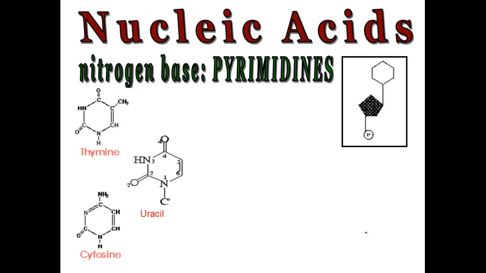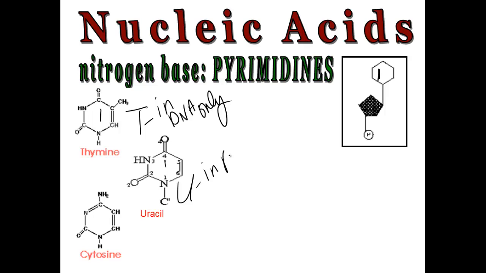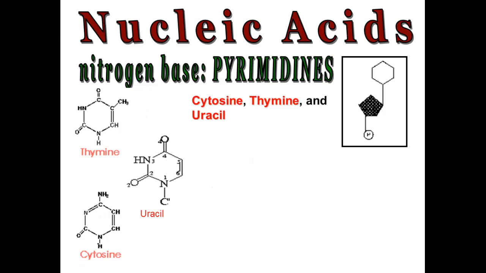Pyrimidines, we already know, have only one ring structure. And there are three different nitrogen bases that are pyrimidines. First of all, thymine. Thymine's got one ring. It's represented by a T. You only find thymine in DNA. Uracil also has one ring, represented by the letter U. And you find uracil in RNA only. Cytosine, represented by the letter C, has one ring only, and cytosine is found in both DNA and RNA. Cytosine, thymine, and uracil are all pyrimidines.